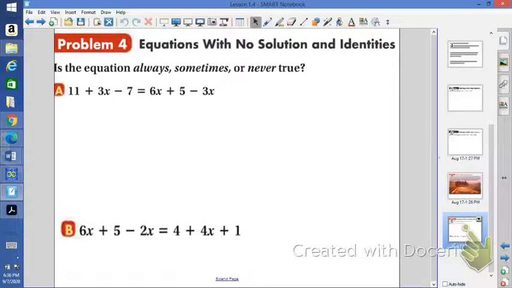Alright, problem 4, we're going to look at equations with no solution and identity equations. So we have to answer, is the equation always, sometimes, or never true? So let's go ahead and solve. Step 1 is to see if you can combine like terms on the left hand side and right hand side of the equal sign. In this one we can. So we have 11 minus 7, so it's going to give us 4.